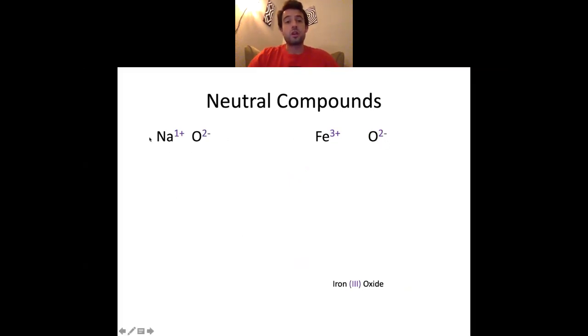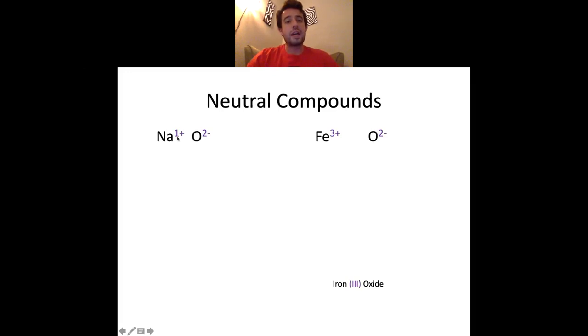These 4 atoms have all turned into ions. You'll notice that there's little purple charges next to each one. What I want you guys to do right now is think, how many sodium +1s and how many O2- would I need for them to be neutral? And then think, how many Fe3+ would I need for every O2-? Let's go ahead and do the first one together. Both of these should be in your notebook.